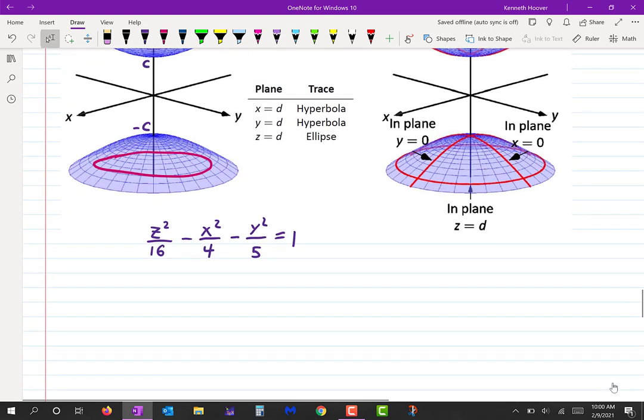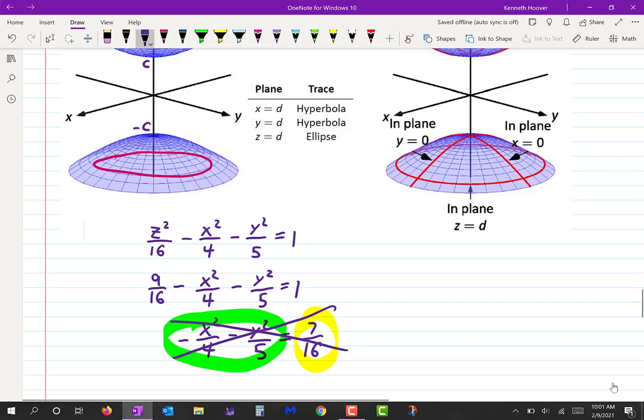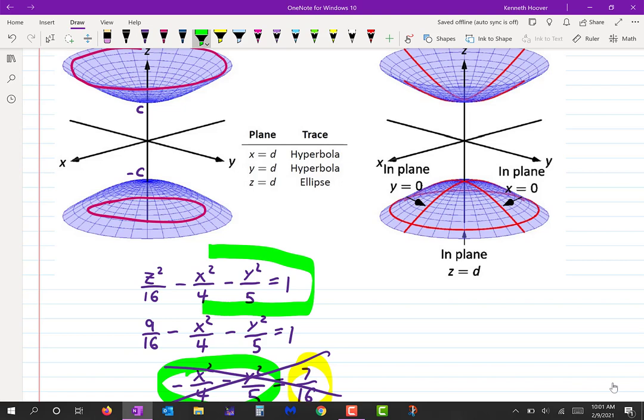If I took a number that's smaller than 4, like let's take the number 3, and I plugged it in here, you would get 9 sixteenths minus this equals 1. Let's subtract 9 sixteenths from both sides. And you see what you have? A negative number here, because that must be negative, mustn't it? Equals a positive number here, and that's impossible. So this equation does not correspond to any points with a z value less than 4. So between positive and negative 4 on the z-axis, in the z direction, there would be no points at all.